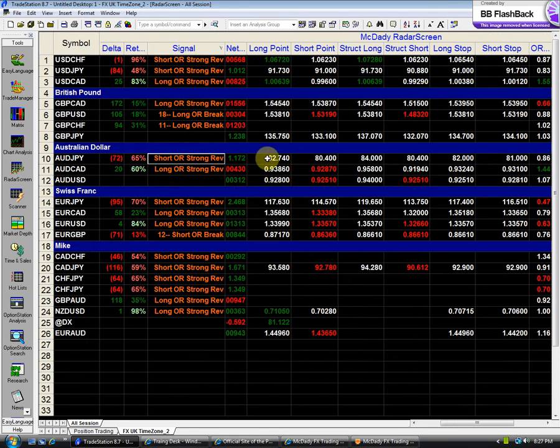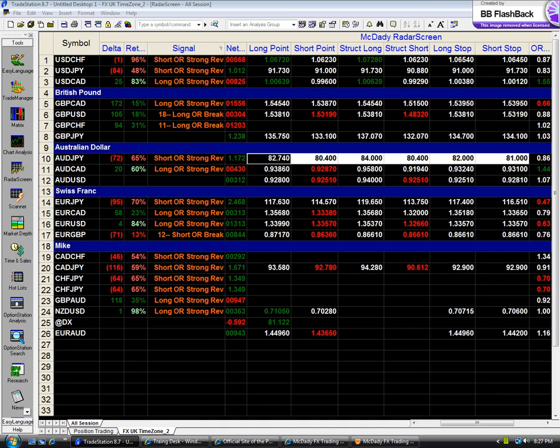Okay, so this is the Aussie Yen. We're going to go long above 82.74. If we go long, we're going to put our stop below 82, so we have a 74 pip stop. We can go short below 80.40, which is a structure point. So if we go short, we're going to place our stop above 81, so we're putting a 60 pip stop on that short point. And as you see on the short side, the structure point and the short entry are one and the same, so that should give us a good selling point. Okay.